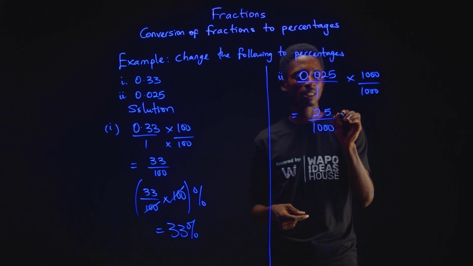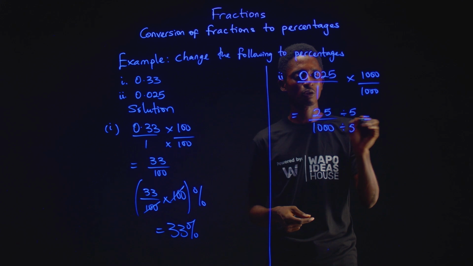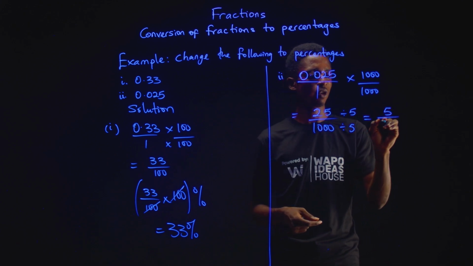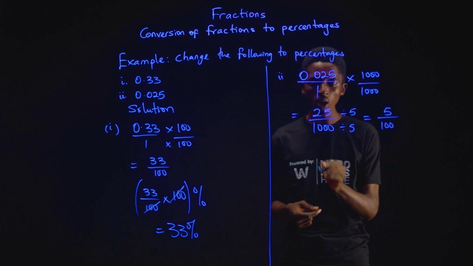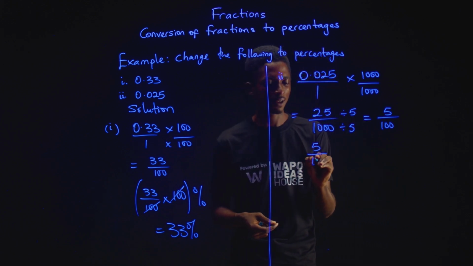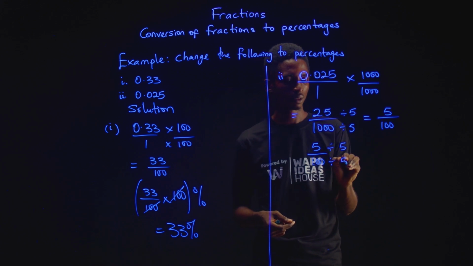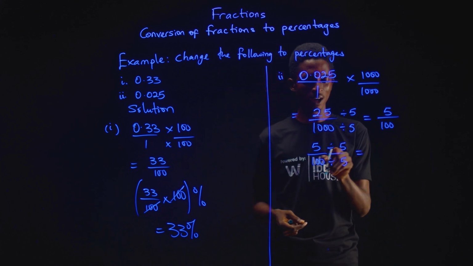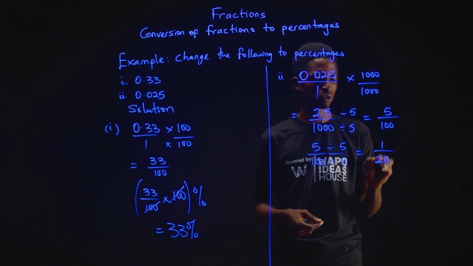And if we do this, we divide by 5 here, divide by 5 here. This would give you 5 over 100. You can still do more. 5 over 100, dividing by 5 this time. We will still get now 5 divided by 5 is 1, and 100 divided by 5 will give us 20.